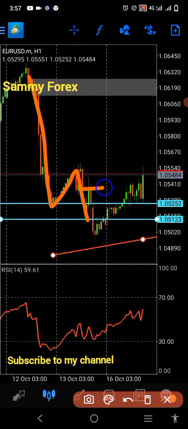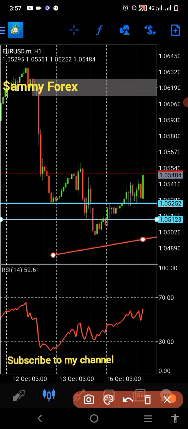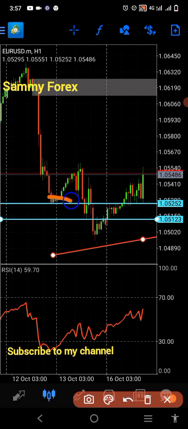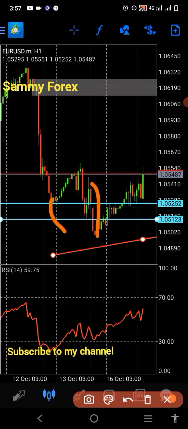I took this entry. I dropped it in the group, but we were stopped out, because the price went for a stop hunt. Usually price was supposed to reverse from here, but what happened? They went further and hit all our stop losses. They went for a stop hunt.